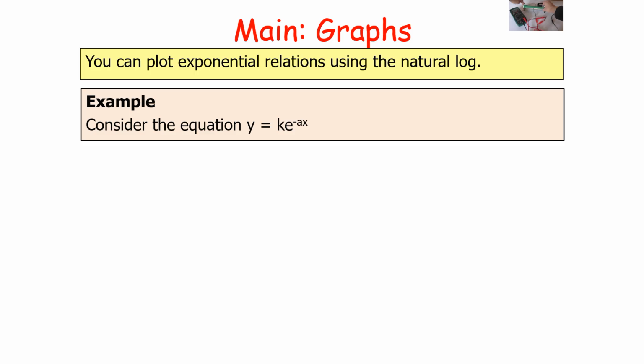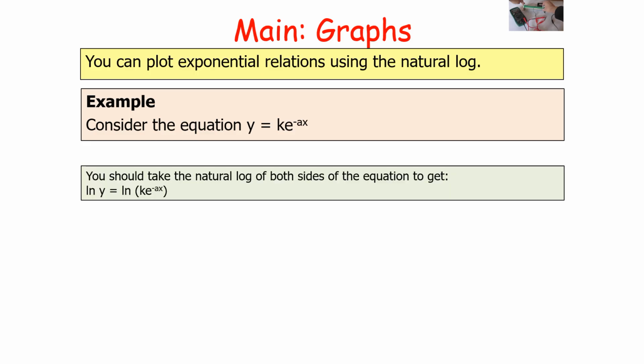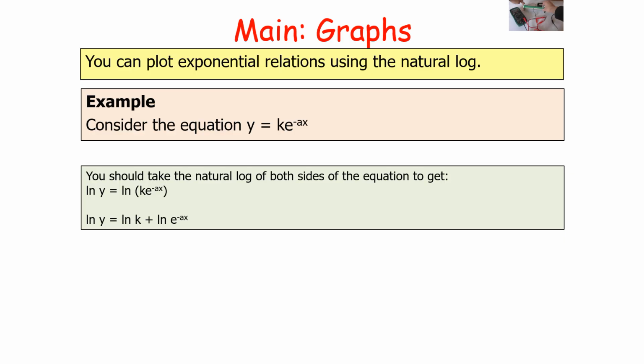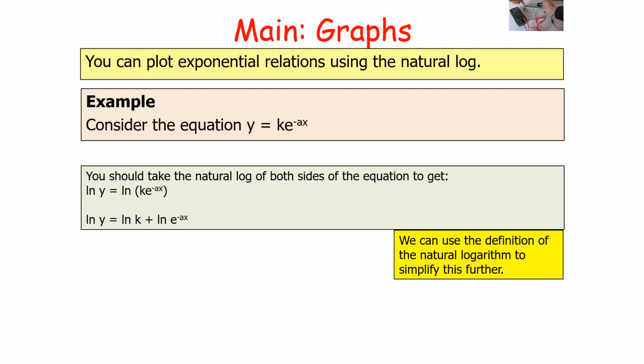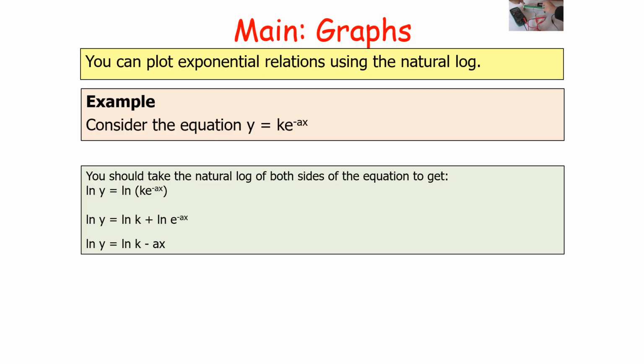So for example, y equals k e to the power minus ax. What you can do is take natural logs of both sides to say natural log y equals natural log of k e to the power minus ax. We can use our previous logarithm rule and say that actually we're multiplying two values together on the right hand side. So natural log y equals natural log k plus natural log e to the power minus ax. We can then use the definition of the natural log to simplify this further and remove the e to the power by just saying it's minus ax now, because that natural log e is cancelled through, to say log y equals log k minus ax.